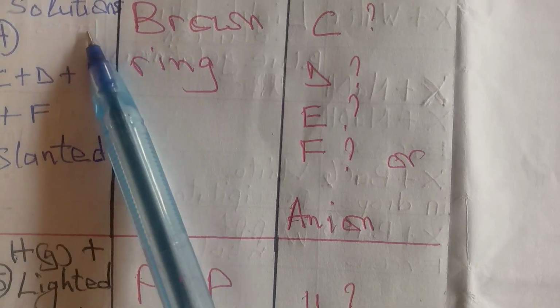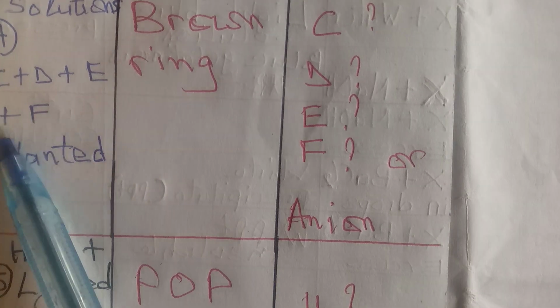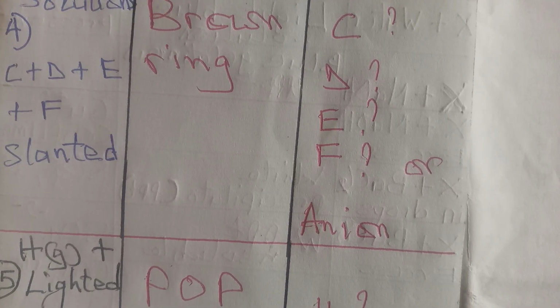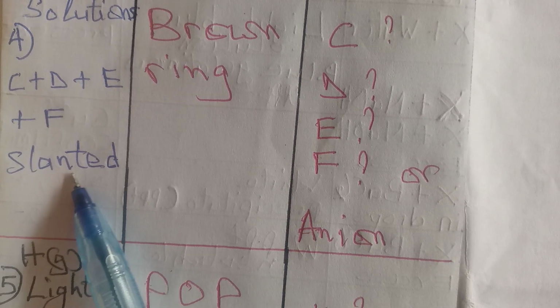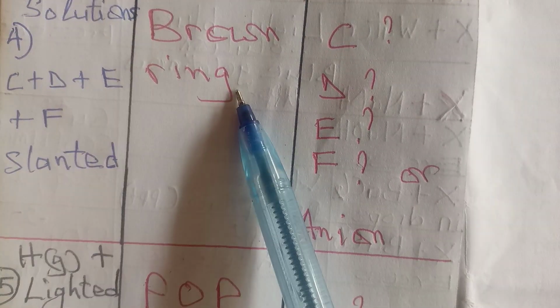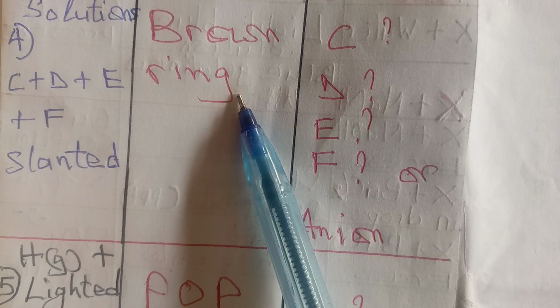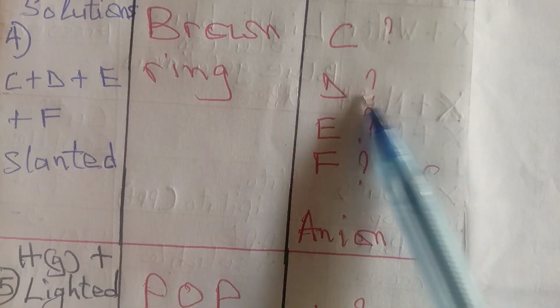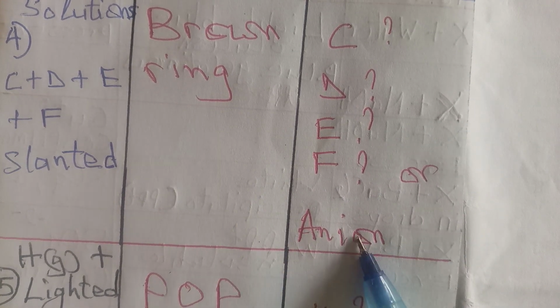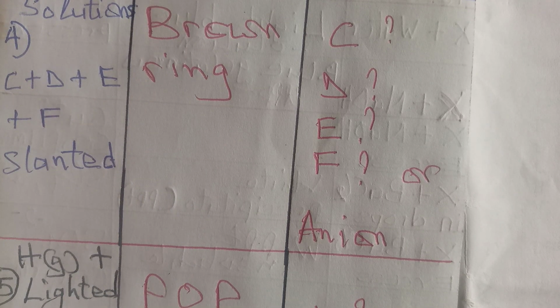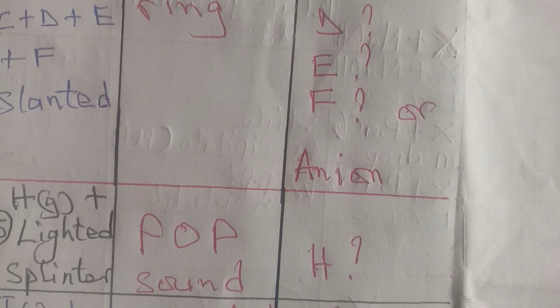Now, this number 4 is actually the main drill. We have 4 solutions: C, D, E, and F. These 4 solutions were mixed, and then the test tube where the 4 solutions were mixed was slanted. Under the observation, we were told that a brown ring was formed. With this information, brown ring, can you tell what are solutions C, D, E, and F? Or can you even tell what is the anion that we are actually checking for here? Fine. Let me watch and hear from you.